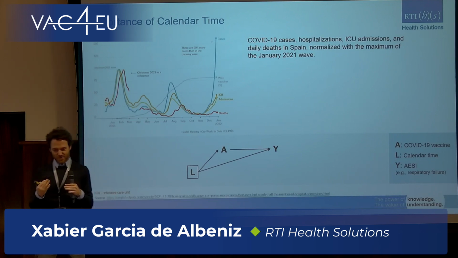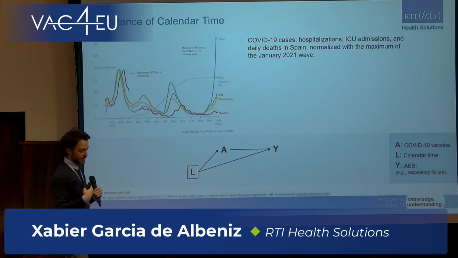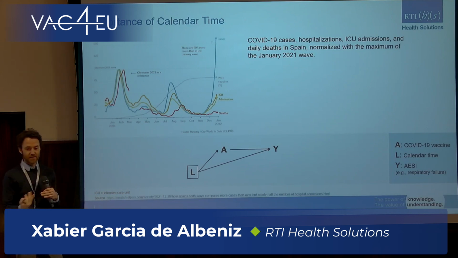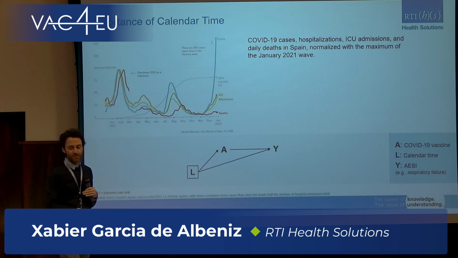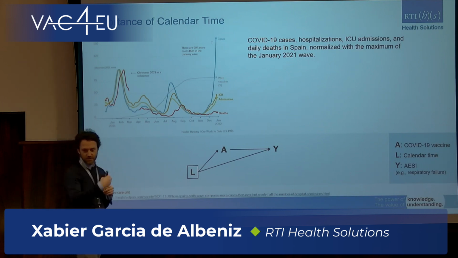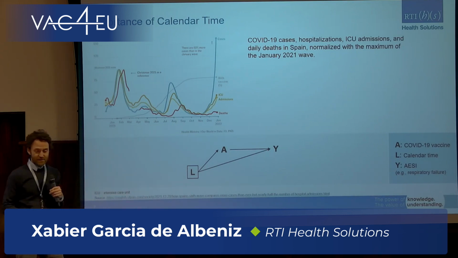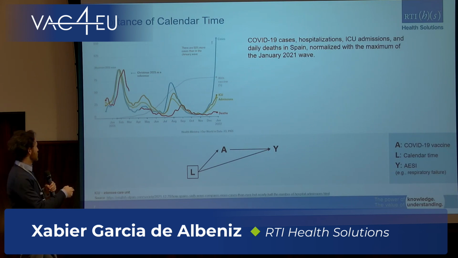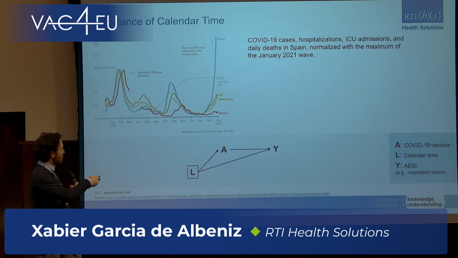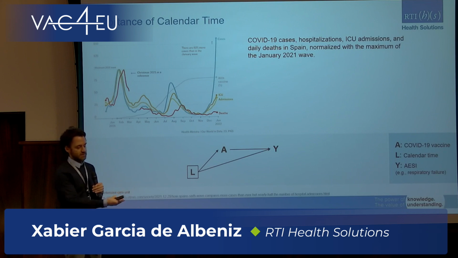Calendar time, as you know, is very important because during our study periods, calendar time was associated with the probability of getting COVID because there were waves. This is a representation of the waves in Spain from January 2021 to January 2022, 1 year. Different outcomes, deaths, ICU admissions, cases. There are waves. So depending on your calendar time, you have different probability of having the outcome. And calendar time is also associated with the probability of getting the vaccine because vaccines were deployed, and then more and more people got the vaccine. So the probability of getting the vaccine also changes with time because there were policy changes about who to vaccinate.